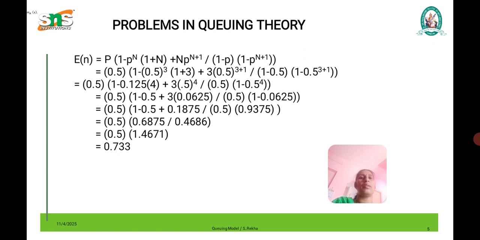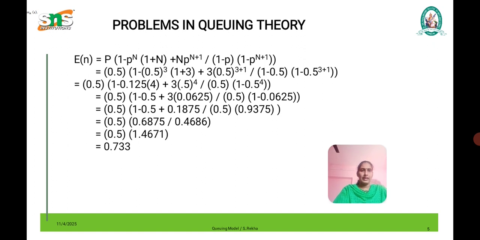So same calculation, here rho takes the value 0.5. Already we have calculated, n is nothing but 3. So apply the value of n and n plus 1 in that. If you calculate n plus 1, you will get 3 plus 1, which is nothing but 4. So what is 0.5 to the power of 4?